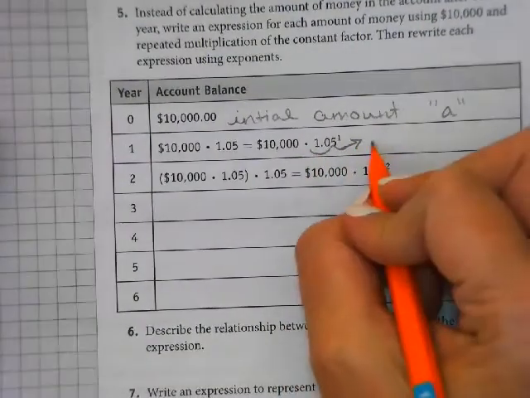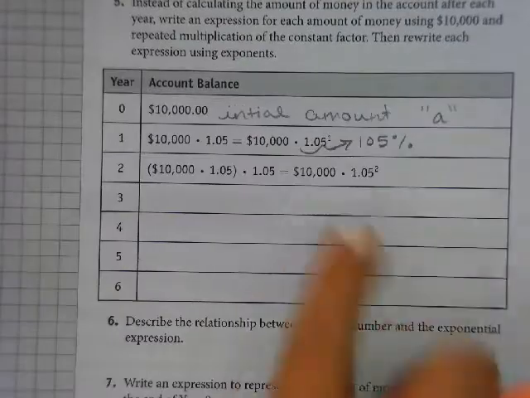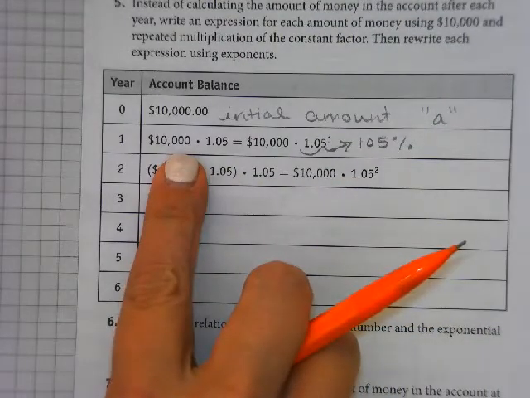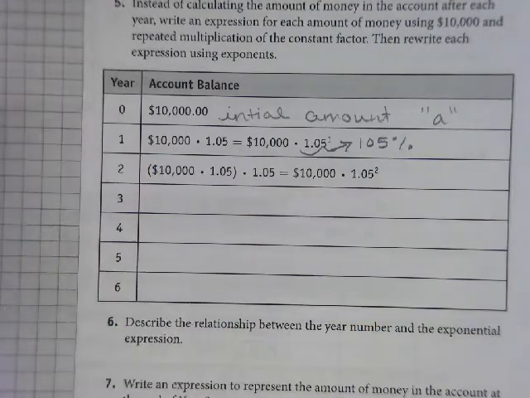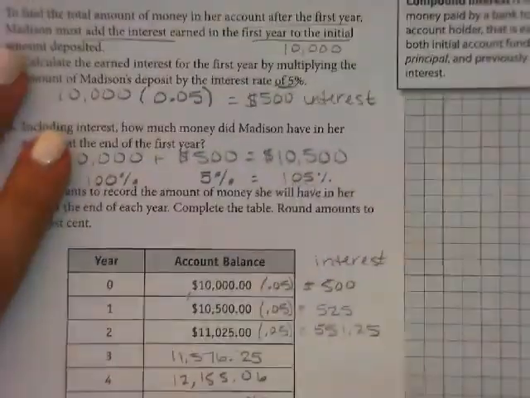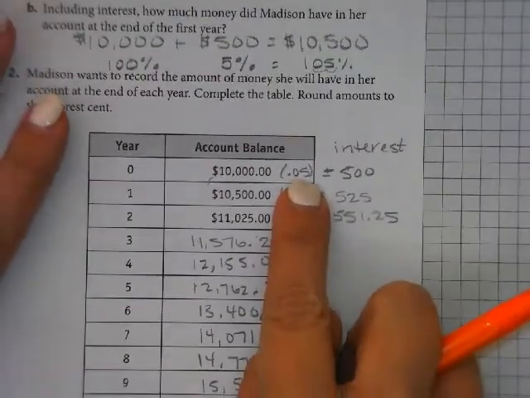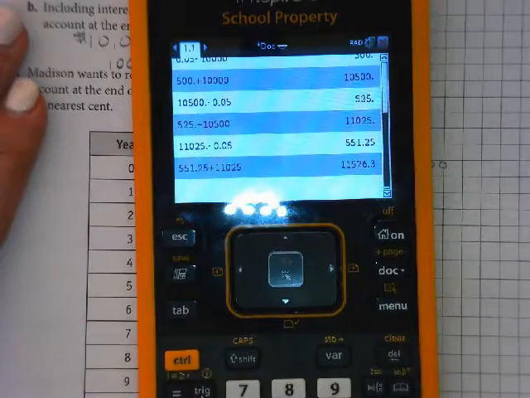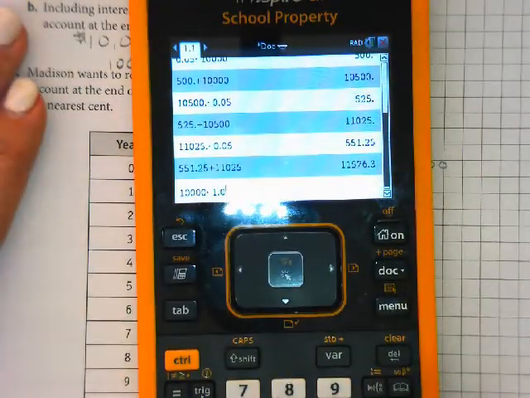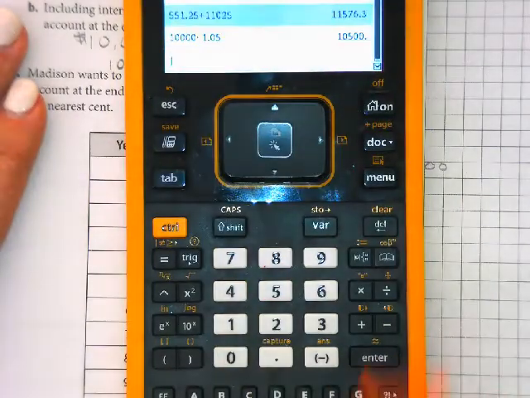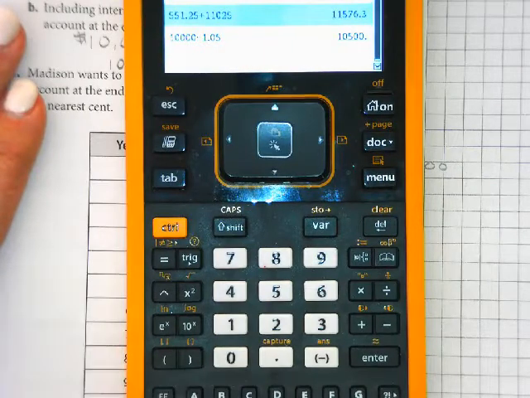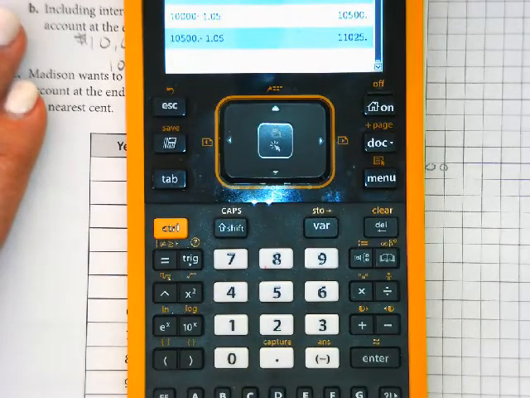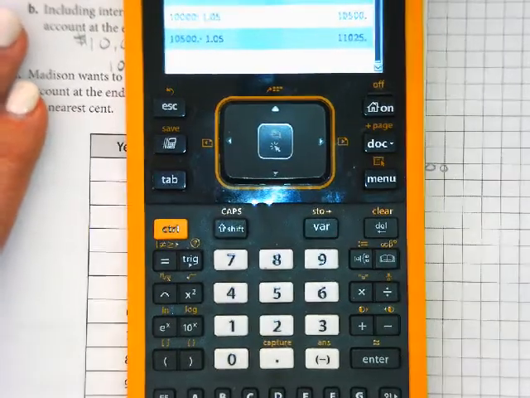So what this is doing, make a little note. This is our 105%. This is finding our 5% and adding back in our initial amount. So instead of, on the front, saying 10,000 times 0.05 and then adding that 10,000 back in, if I do 10,000 times 1.05, I automatically get that 10,500. If I take 10,500 times 1.05, I get my 11,025. So it skips that extra step of having to add back in what you started with.